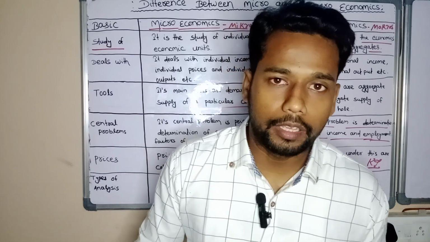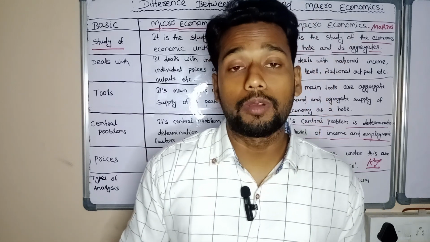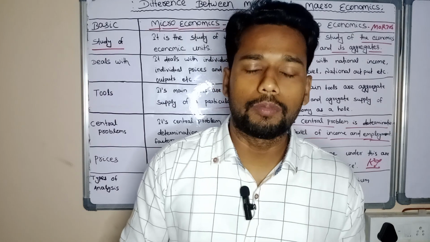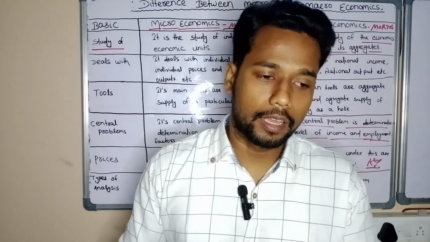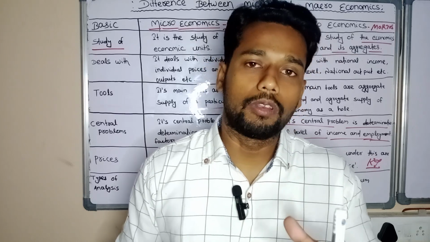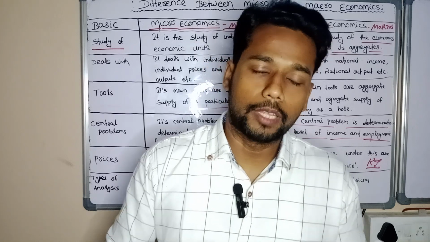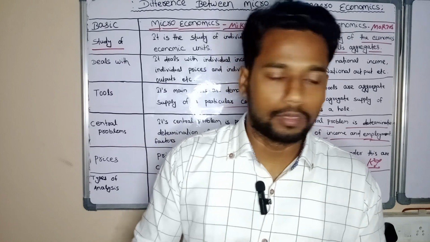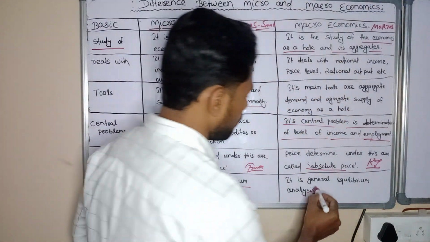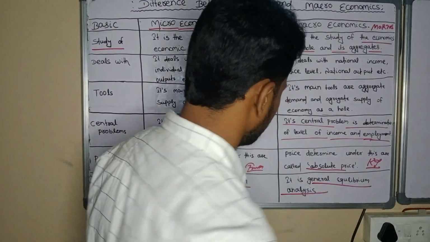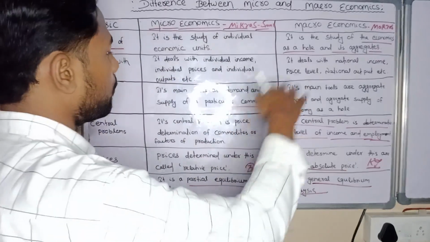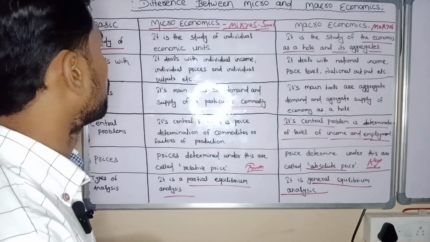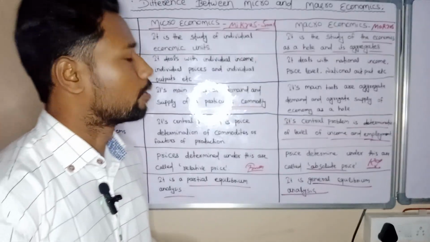When you are studying the equilibrium of the state, the equilibrium of the nation, you are studying the aggregate of all the equilibria. That is called general equilibrium analysis. So these are all the differences between microeconomics and macroeconomics.